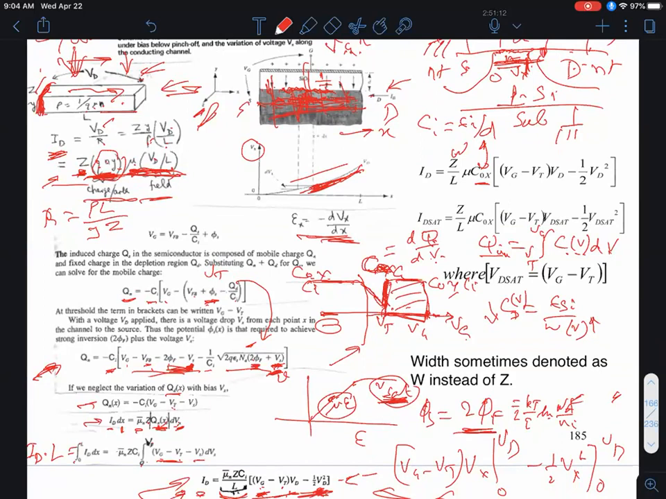Okay, so if the bands bend by phi f, we saw that the intrinsic level meets the Fermi level, but then to get strong inversion, it has to bend by phi f, so that the surface is now as strongly N-type as it was P-type, okay? And that, of course, is my definition for strong inversion. And that voltage is what I call VT, which is this term in the parenthesis over here, okay?